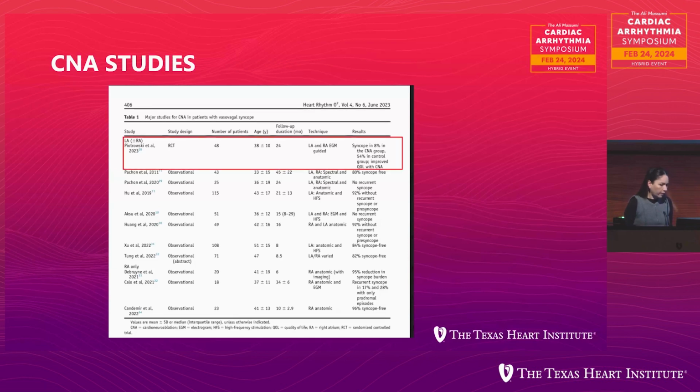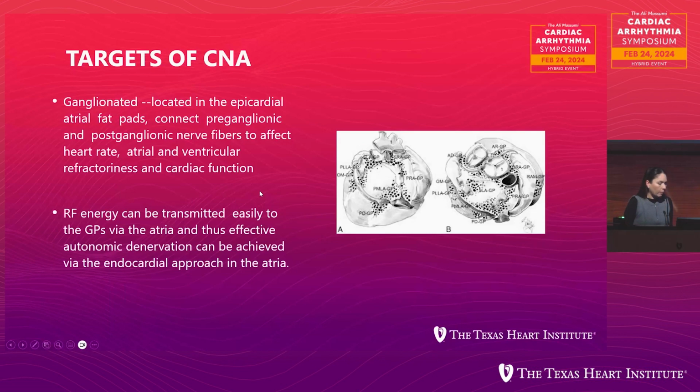Now, moving forward here, that's the only one that exists right now. So now, diving a little bit more into the procedure side of things. Our ganglionated plexi are located in the epicardial atrial fat pads, and they connect the preganglionic and postganglionic nerve fibers to affect the heart rate, atrial and ventricular refractoriness, and cardiac function.